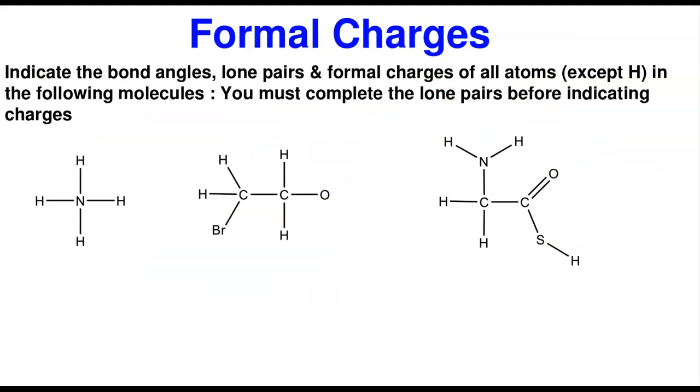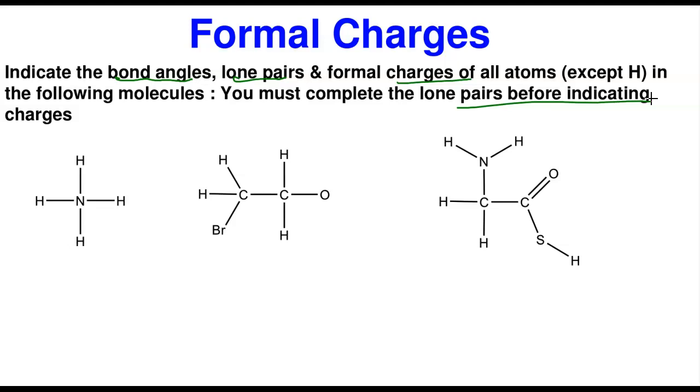Now, applying this knowledge on how to fill up the lone pairs, we're going to move that a little bit further: how to now indicate both the lone pairs. In this problem, it says indicate the bond angles, the lone pairs, and the formal charges of 4 atoms except hydrogen in the molecule. Now, it gave you a hint. It says you must complete the lone pairs before doing it. For you to be able to calculate the formal charges, the first thing you must do is complete the lone pairs. If you don't do that, you're going to miss.